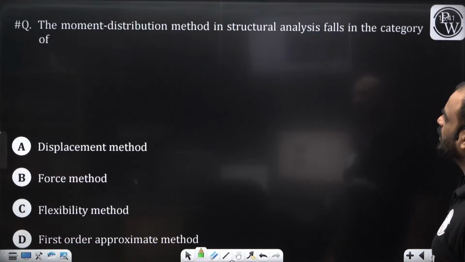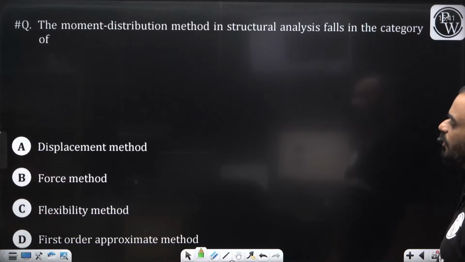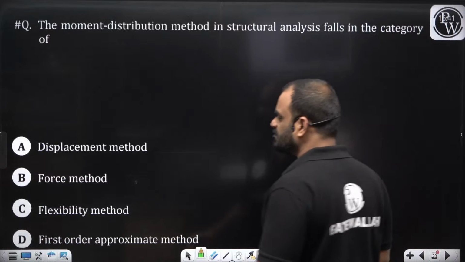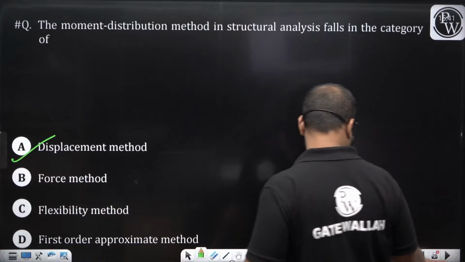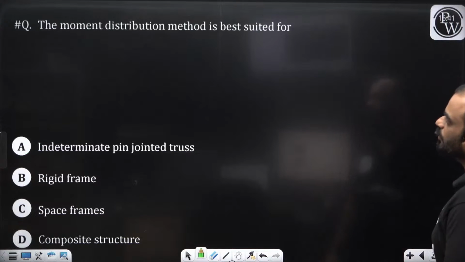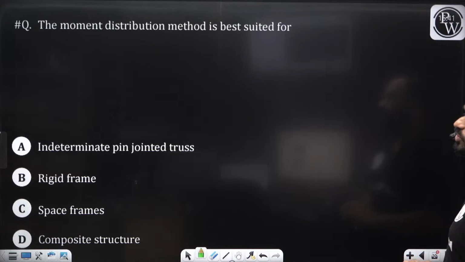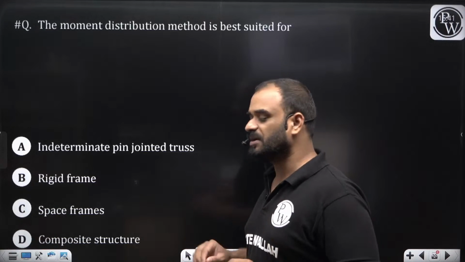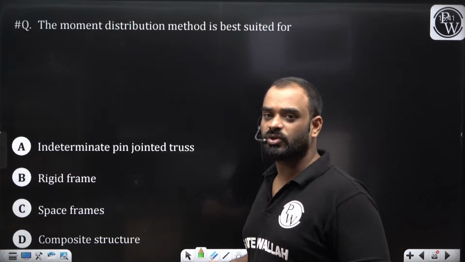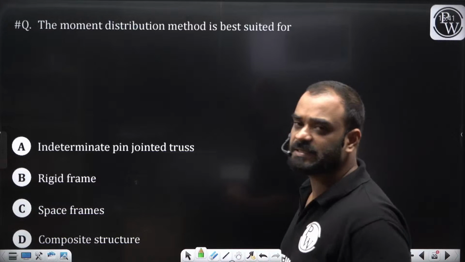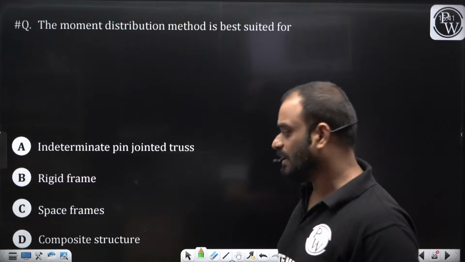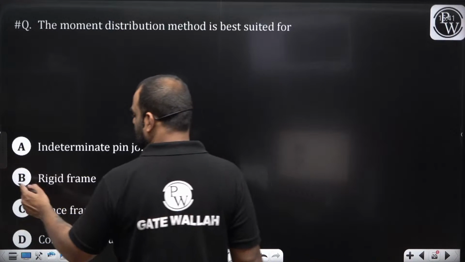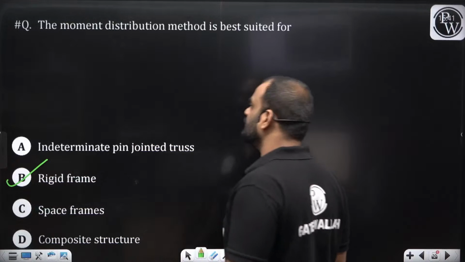Next, the moment distribution method falls in which particular category? It is basically a displacement method. The moment distribution method is best suited for which type of frame? Guys, mainly rigid jointed frame structures are analyzed by using moment distribution method. So that's why the answer is B.